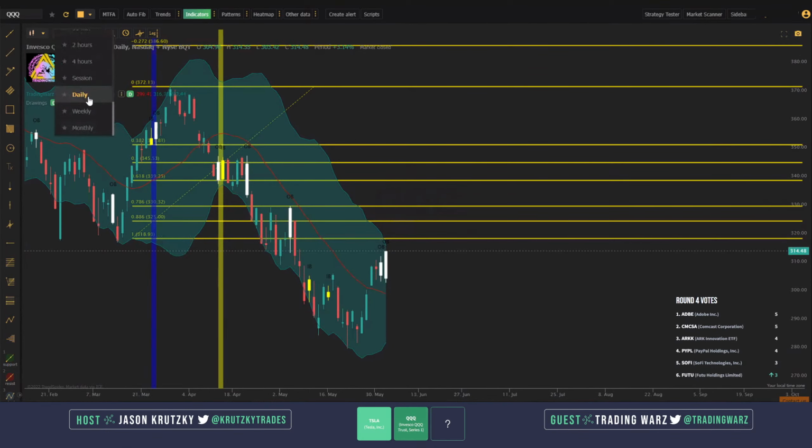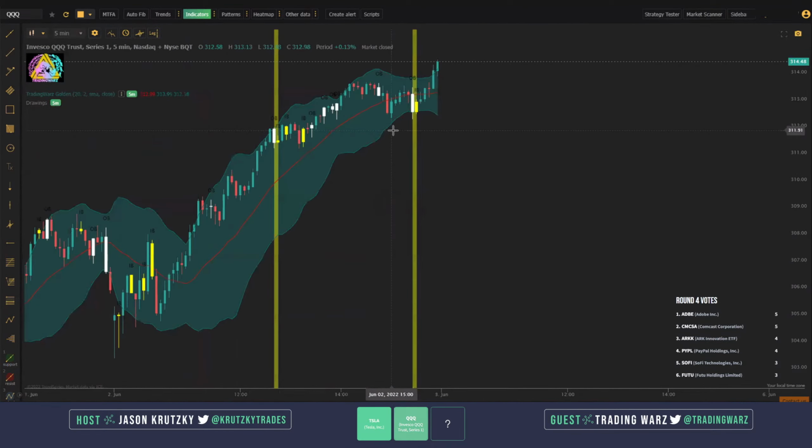So again, I have the triggers. So long above, short below. There's also another strategy that I use. I like to use it on the index, which is the opening range breakout.